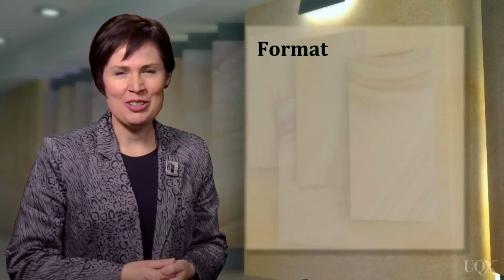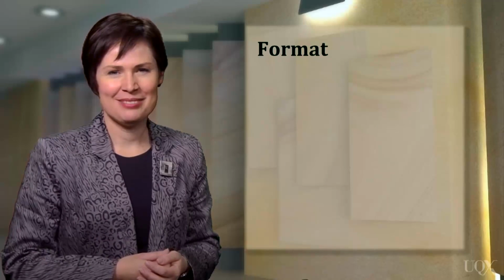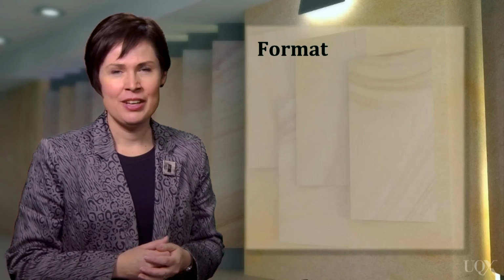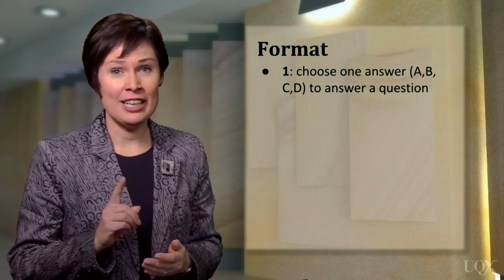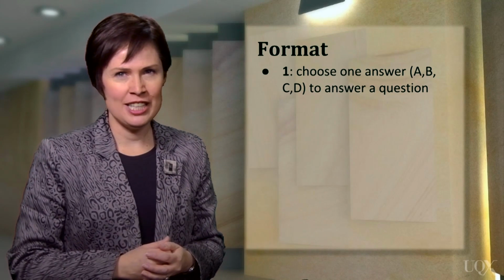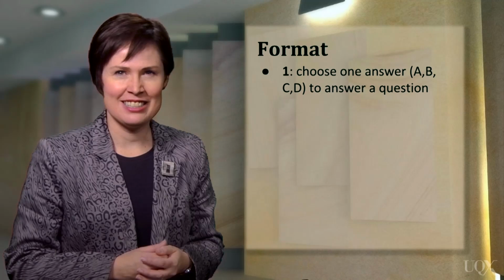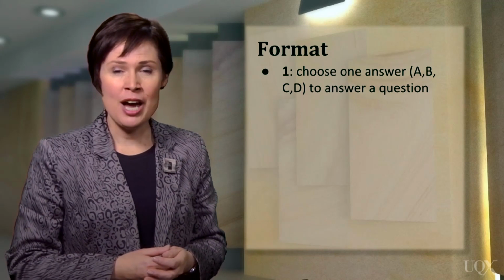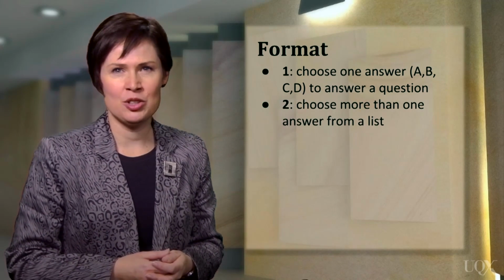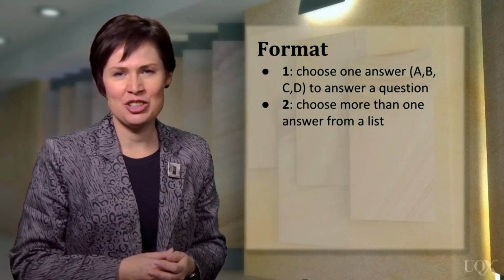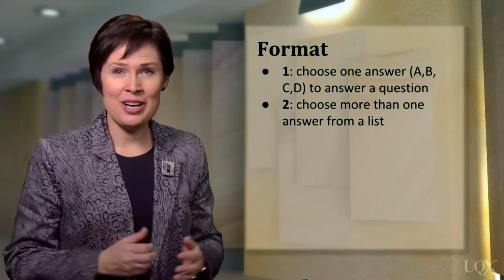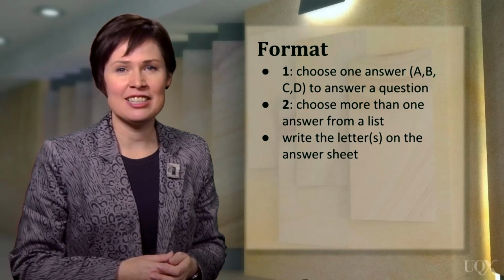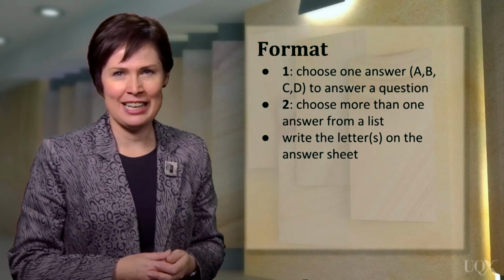So let's recap what we know so far about the multiple choice question format. Now, there are actually 2 types of multiple choice questions in the IELTS reading test. In the first type, you have to choose one answer, labelled A, B, C or D, to answer a question or complete a sentence. That's the question type we've just looked at. In the second type, you have to choose more than one answer from a list of options. I'll show you an example of that in just a moment. When you write your answer, you only need to write the letter. Then, write your answer on the answer sheet, being careful to write it in the correct place.